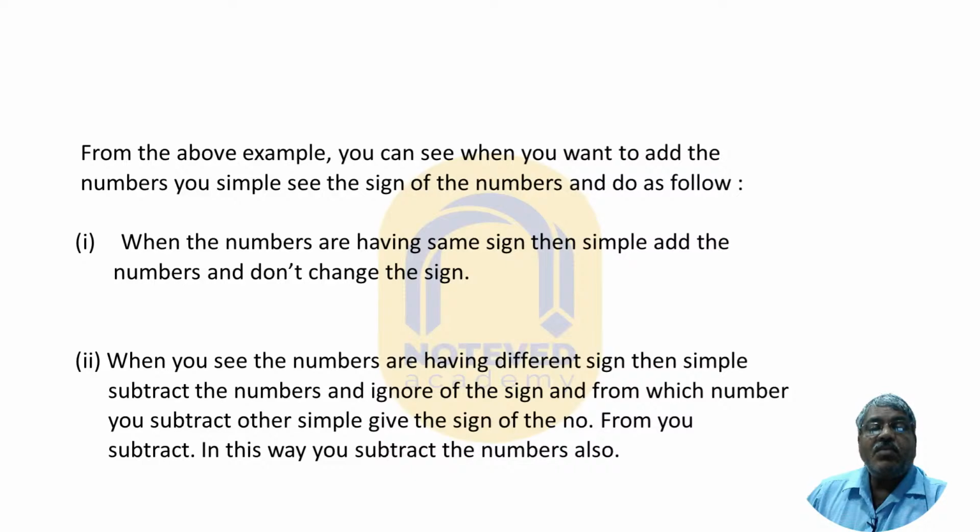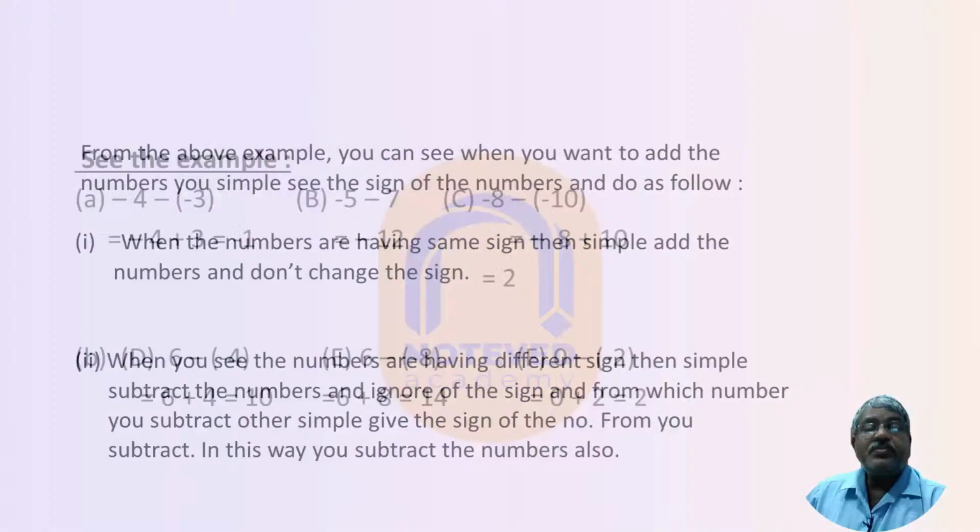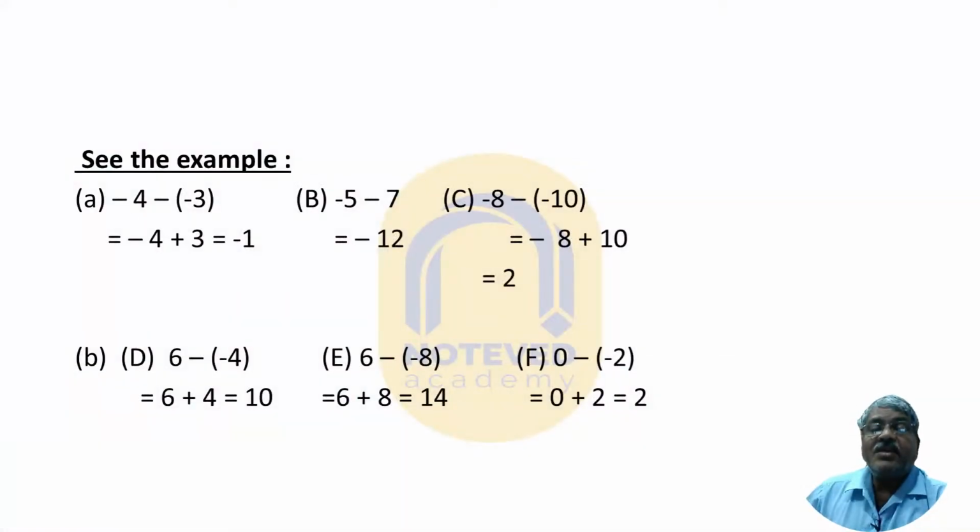When the numbers have the same sign, simply add the numbers, don't change the sign. When you see the numbers have different signs, then simply subtract the numbers and ignore the sign. The sign of the answer is the sign of the number from which you subtract. Now you see, these are some examples. So this is the rule in number A.